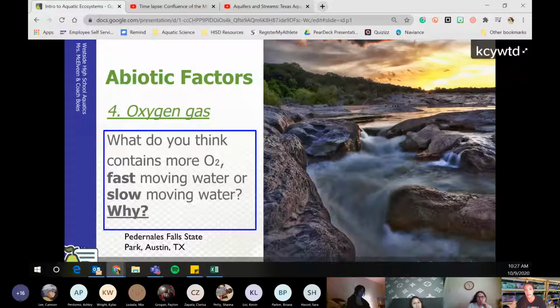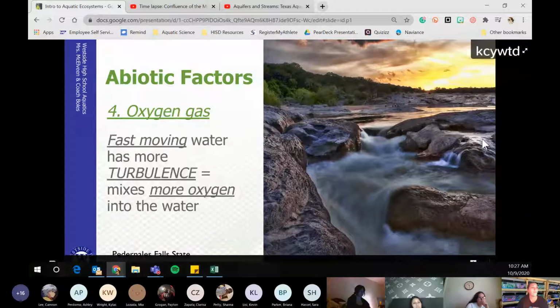I think fast moving because the fast moving water mixes with the air. Perfect. That's exactly the answer. I'm going to move on to the next slide.